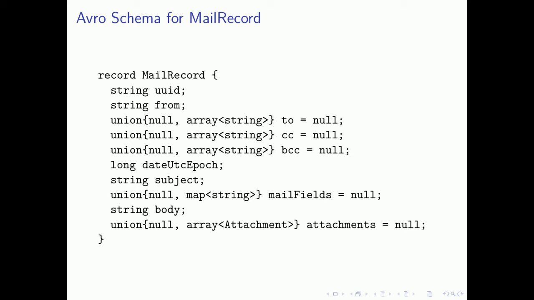So here's the schema that I chose for this mail record. I have a UUID, just generated for each one of these mail records. Every mail has a from, but then to, CC and BCC are optional fields. Sometimes some are all BCC, so you never know which ones of those are there. So essentially what those fields are saying is, I have a to field, but it could be null. If it's not null, then it's an array of strings, and each string is an email address of where that thing was sent to.